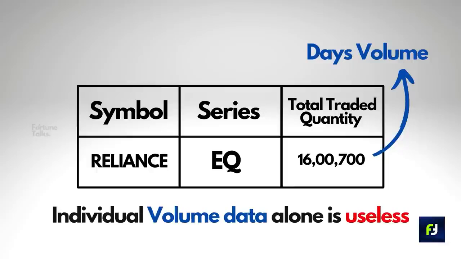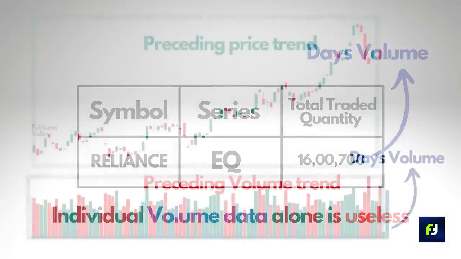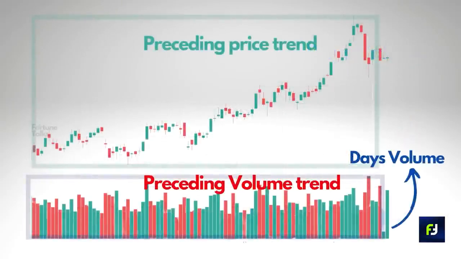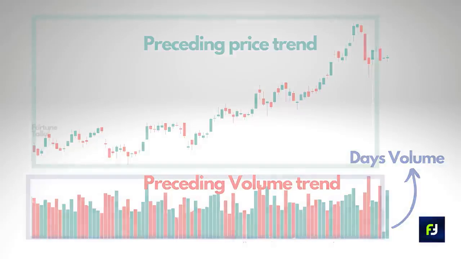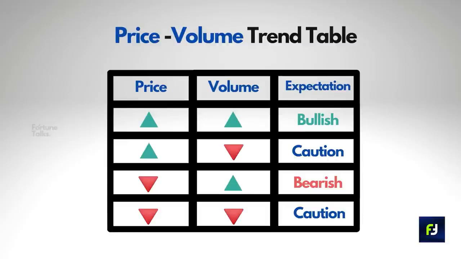So if you think about it, it has no merit when used individually, and hence it would actually mean nothing for our analysis. However, when you associate today's volume information with the preceding trend in the price and the preceding trend in the volumes, then the volume information becomes more meaningful. Now, I will show you a table that consists of 4 price to volume relations for different conditions and the related outcome that is expected under such conditions.